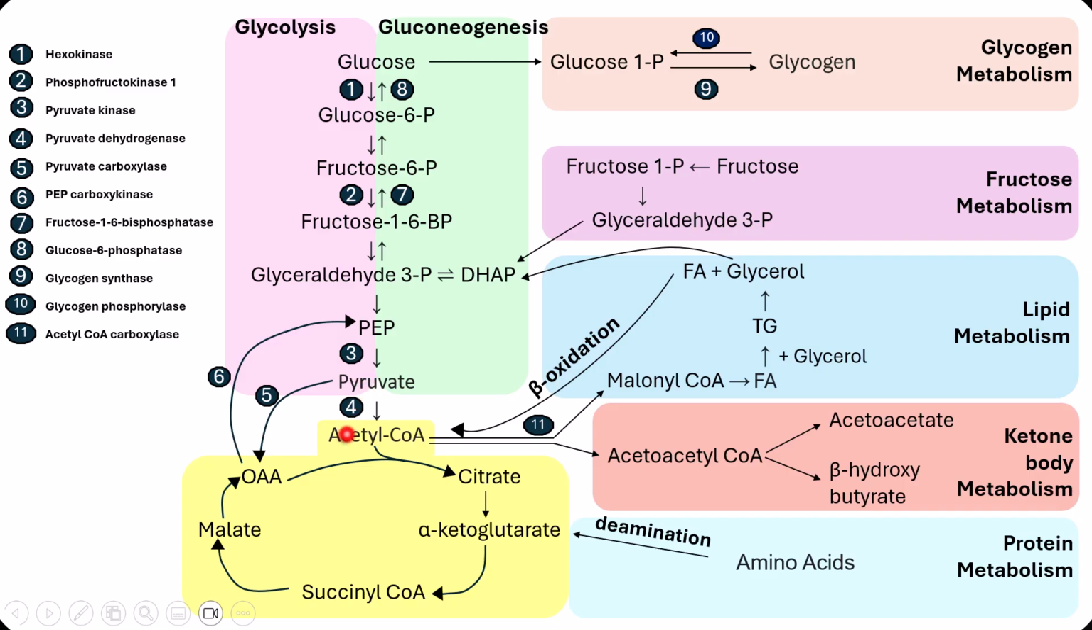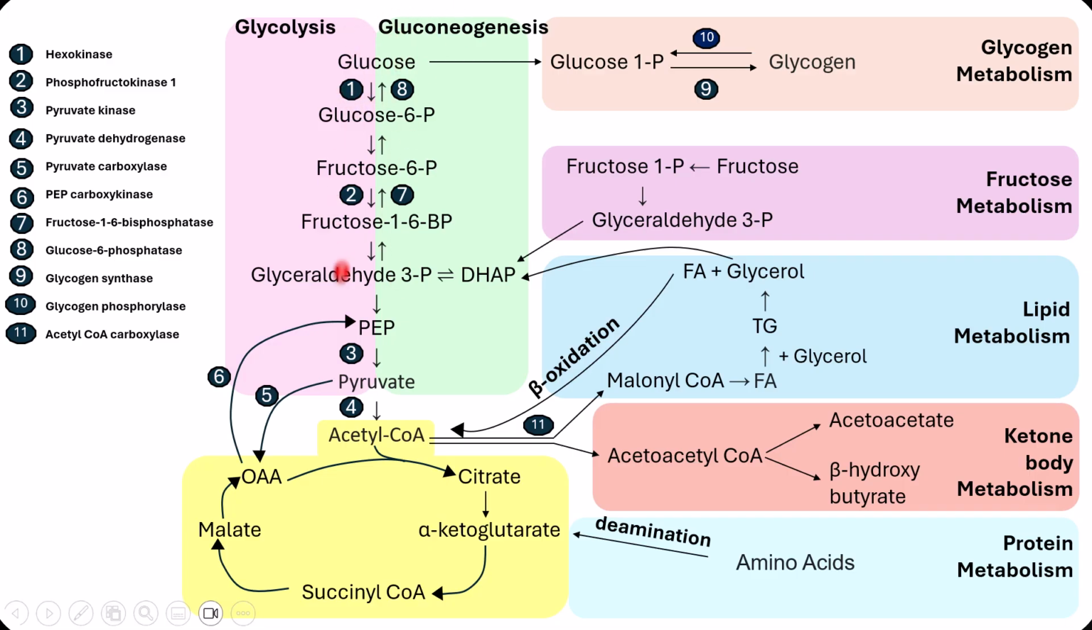Pyruvate goes to acetyl coenzyme A by the enzyme complex pyruvate dehydrogenase. It is not just a single enzyme, it is an enzyme complex, and then the acetyl coenzyme A, which is formed, binds to oxaloacetate to form citrate, which goes into the tricarboxylic acid cycle, or the citrate cycle, Krebs cycle or TCA cycle. Then they form ATP or NADH, and the NADH which is formed goes to the ETC, which is the electron transport chain.